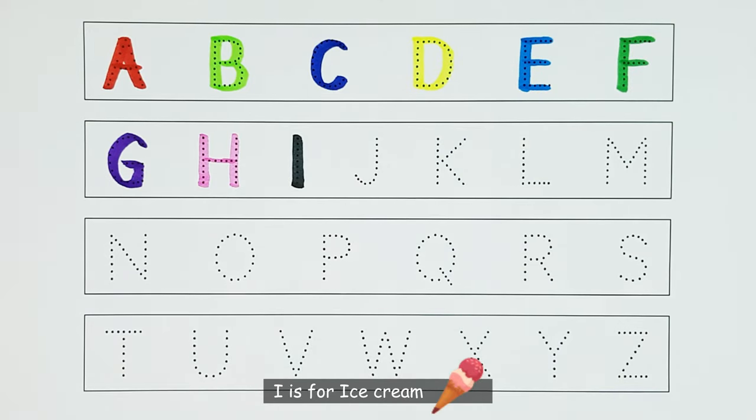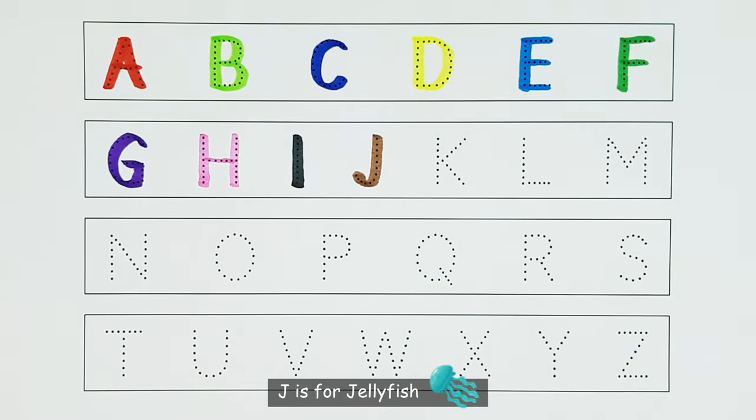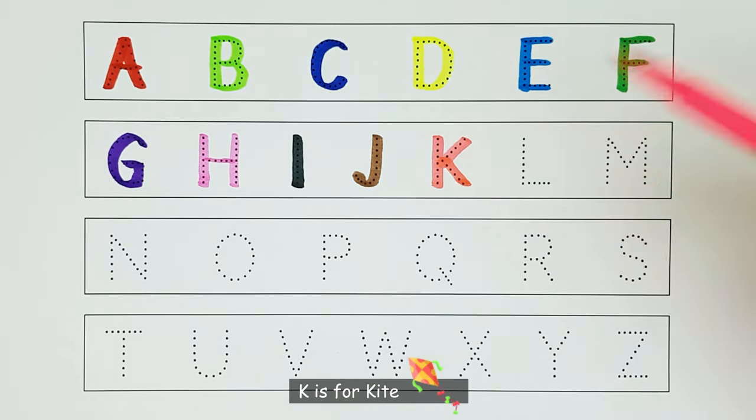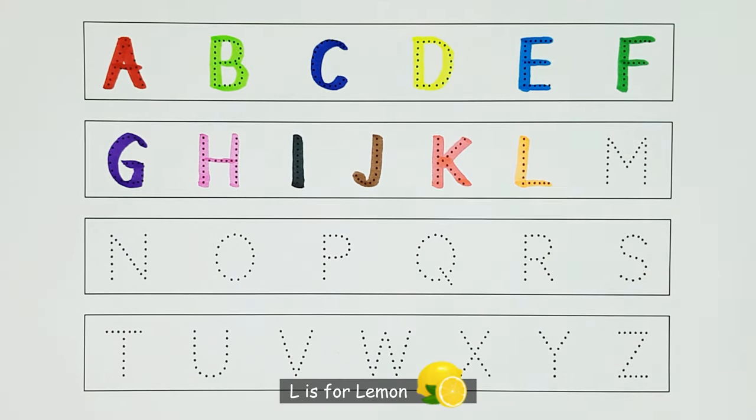I. I is for ice cream. I. J. J is for jellyfish. J. K. K is for kite. K. L. L is for lemon. L.